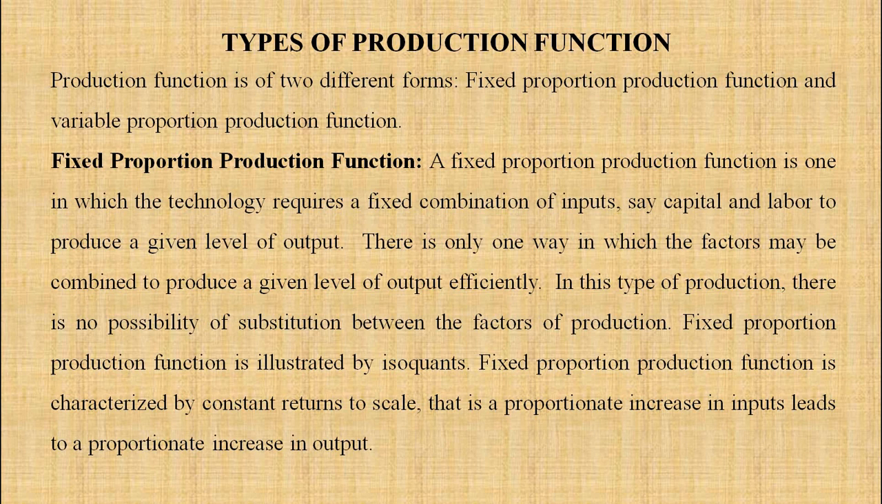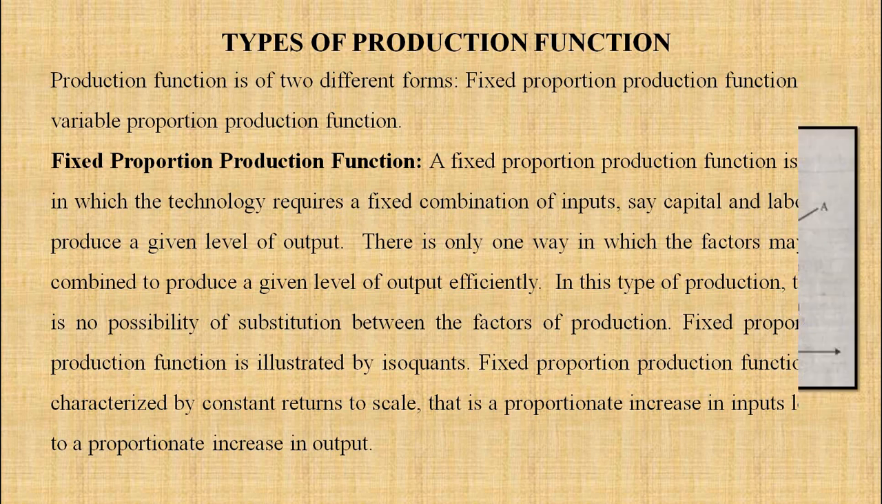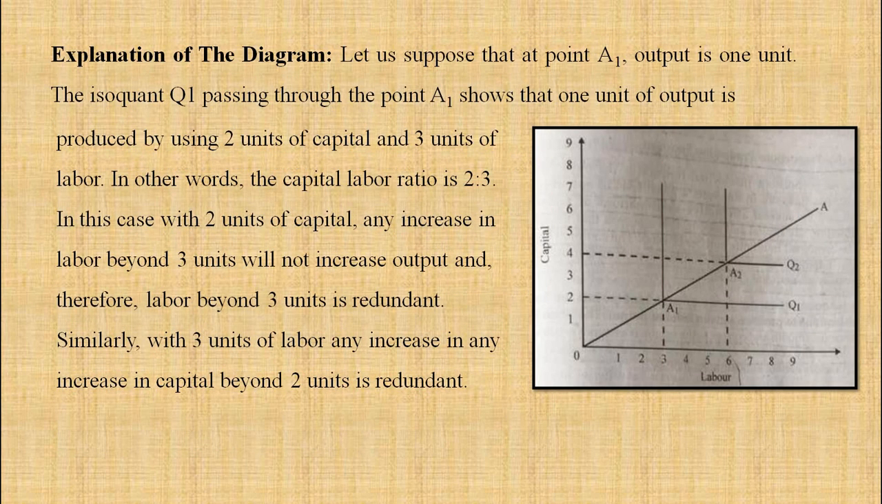Fixed proportion production function is illustrated by isoquants. Fixed proportion production function is characterized by constant returns to scale, that is, proportionate increase in inputs leads to proportionate increase in output. Let us see the diagram. Let us suppose that at point A1, look at the diagram, along the x-axis we measure labor, along the y-axis we measure capital. At point A1, output is 1 unit.